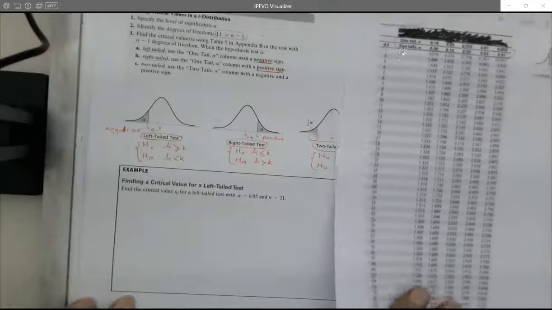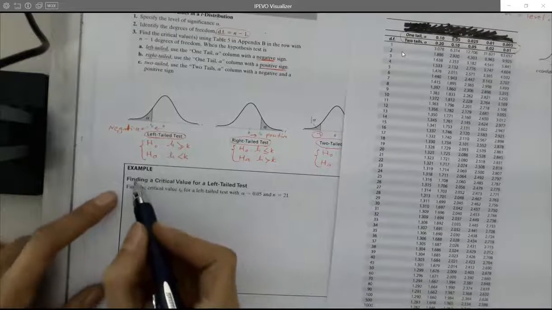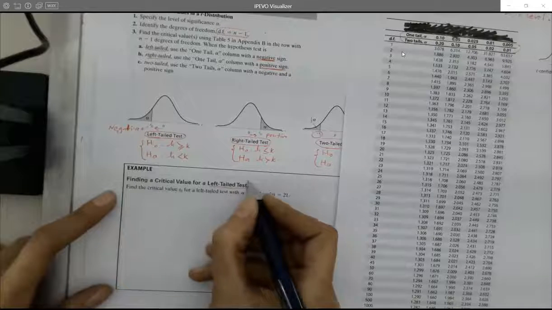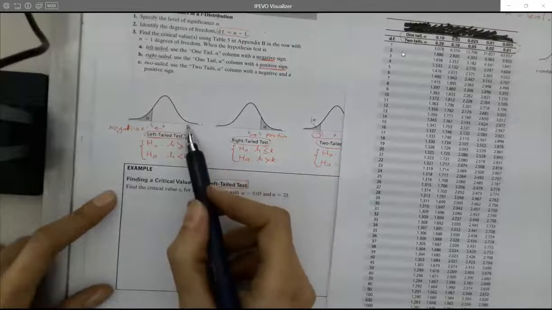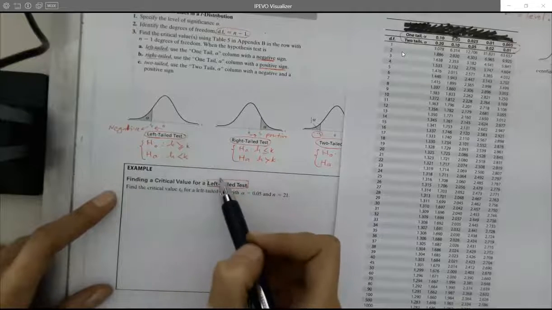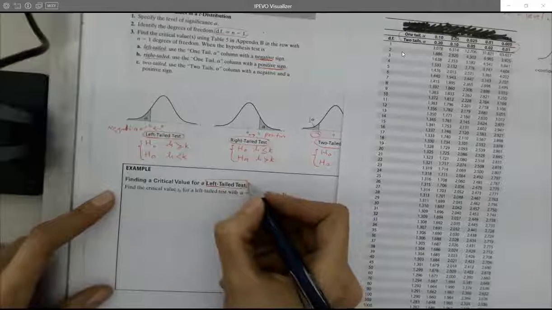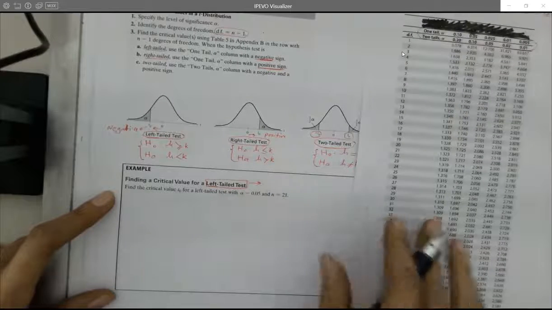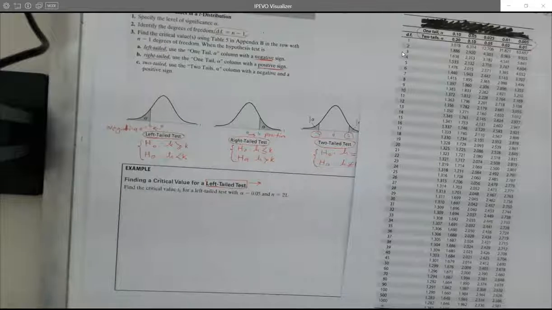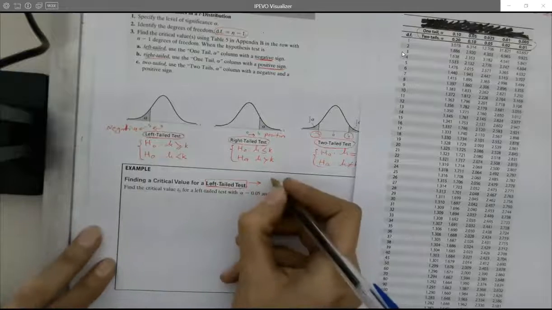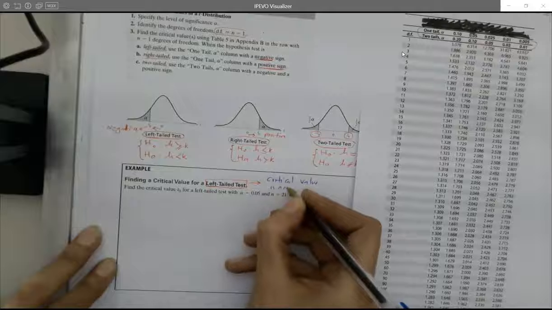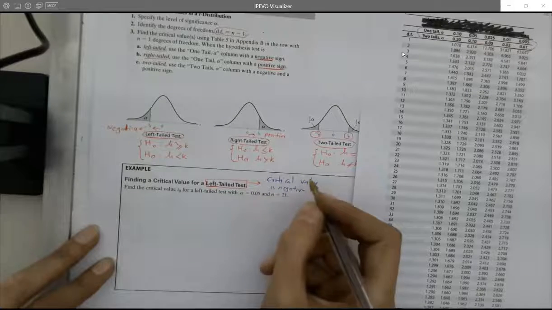Our example says, finding a critical value for a left-tailed test. This is our left-tailed test. It means that the critical value must be negative. So for sure you get a negative value.